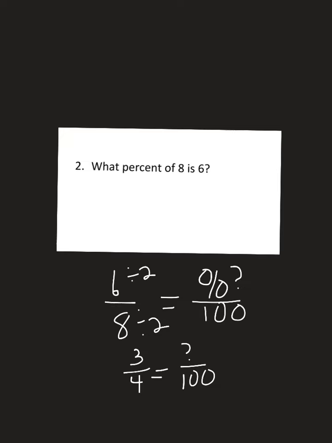100? So 4 times 25 is 100. So we do the same thing up top, and 3 times 25 is 75. So 6 over 8 equals 75% over 100.